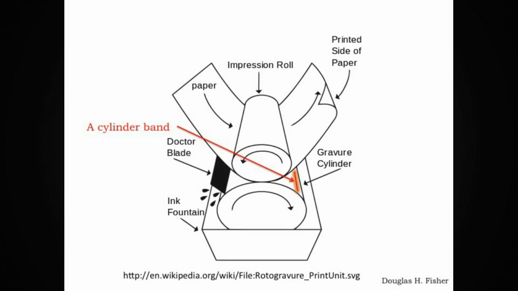Now, what can happen on one of these chrome-plated cylinders is that something known as a cylinder band can become engraved, through whatever means, not intended, on the chrome-plated copper cylinder. As you'll see in a moment, this engraving, this cylinder band, picks up ink, and that ink is transferred onto the paper, and it can degrade the quality of the finished product.